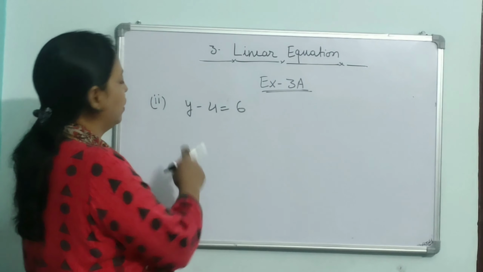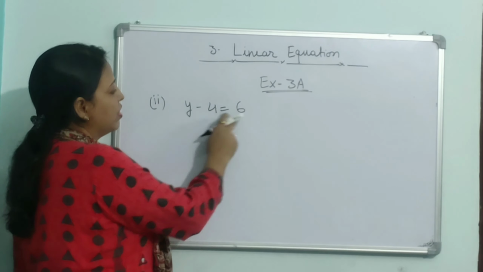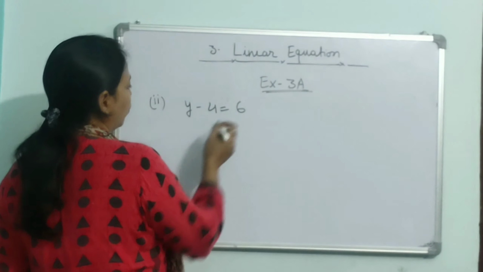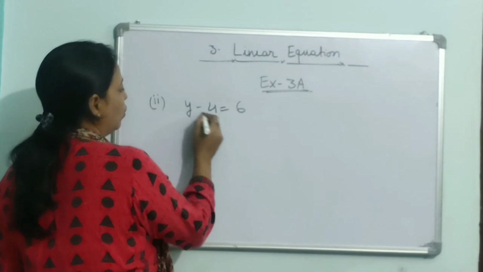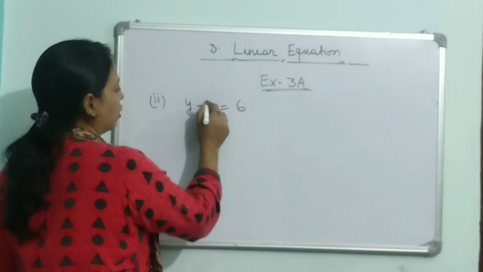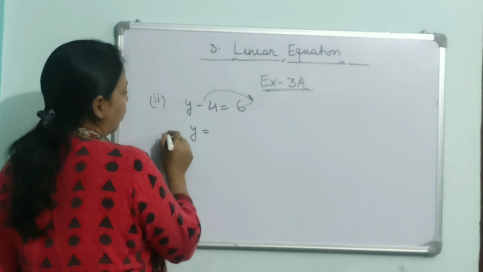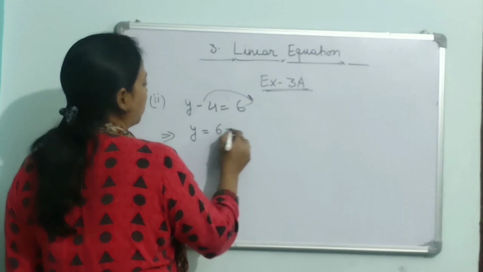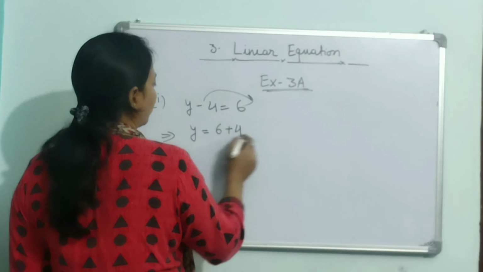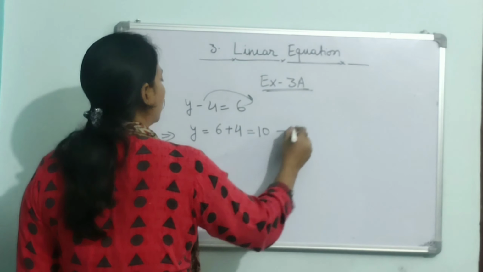Now next question, y minus 4 is equal to 6. So we have to find the solution of this. What you will do, this minus 4 you will shift on the other side. So y is equal to 6 plus 4. 6 plus 4 is equal to 10. So this is your answer.